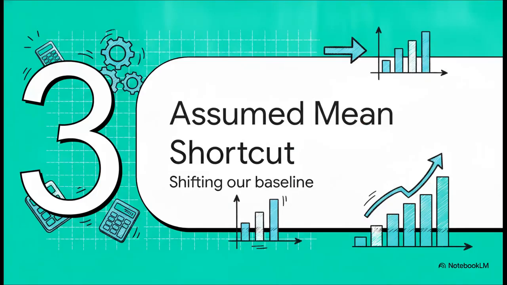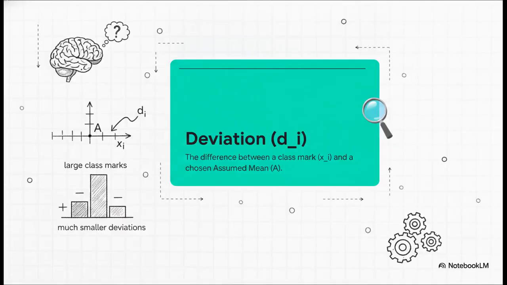Section 3. The assumed mean shortcut, shifting our baseline. To solve this problem of generating very large products, let's learn a clever little method to remarkably reduce our calculations, aptly called the assumed mean method. The crucial point here is this new concept of deviation, denoted as d sub i. By intelligently guessing an assumed mean from our data, which we call capital A, we actually shift our mathematical baseline. The formula is d sub i equals x sub i minus A. What this means is that instead of multiplying our frequencies by massive class marks, we only have to multiply them by these much smaller deviations.